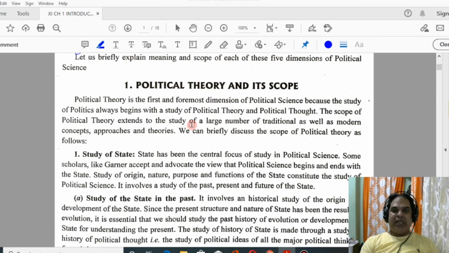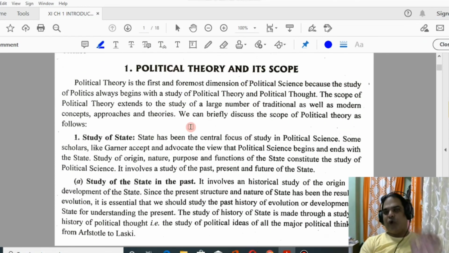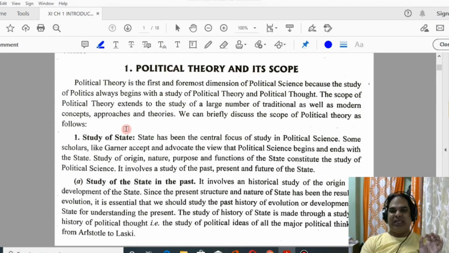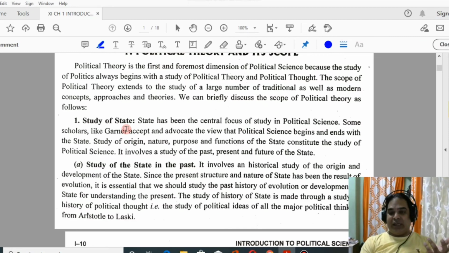When we study political theory, what is the scope of political theory? Now you can see here. As you know, our political science begins and ends with the state, isn't it?